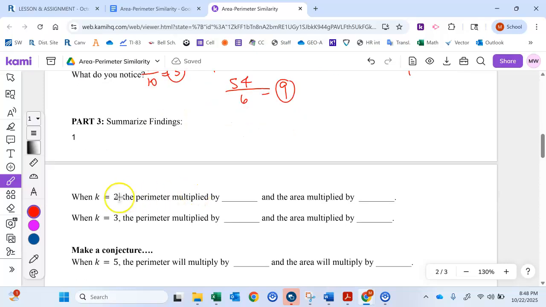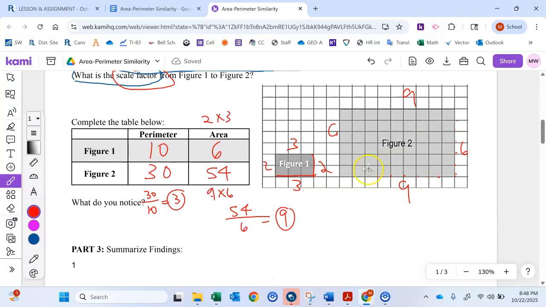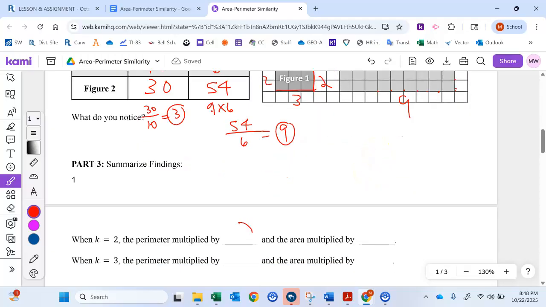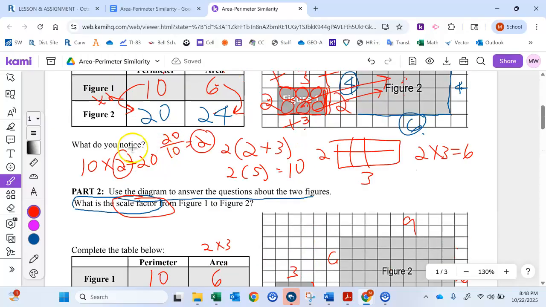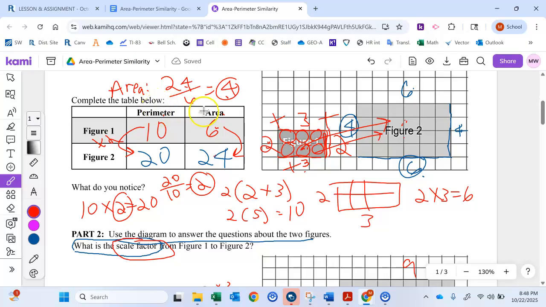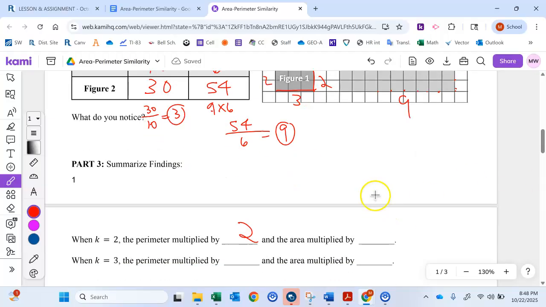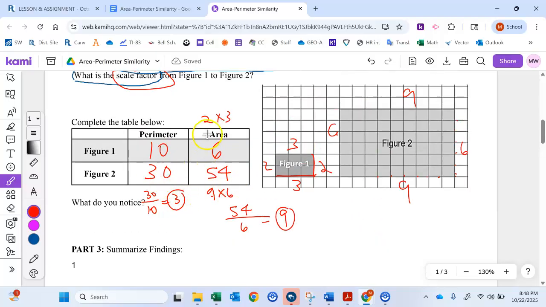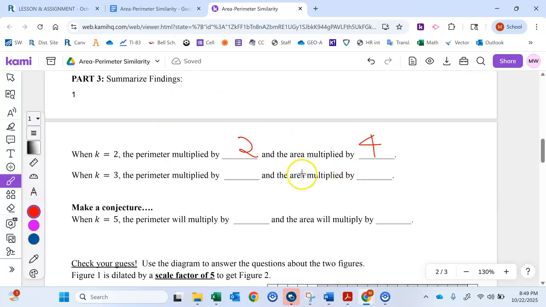Let's go check it out. When k is equal to 2, the perimeter is multiplied by 2, right? When k is 2, the perimeter is multiplied by 2 to get the area scale factor of 4. When k is 3, the scale factor to get the area is now 9. So what does that tell us? When the scale factor for the perimeter is 5, we're going to multiply by 5.